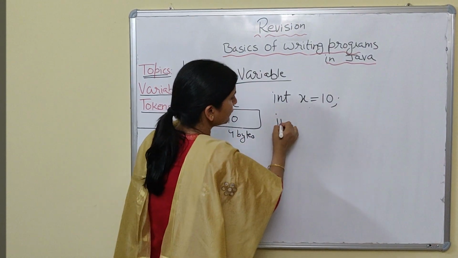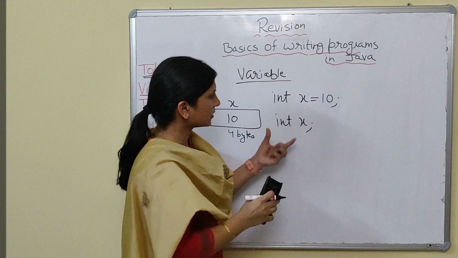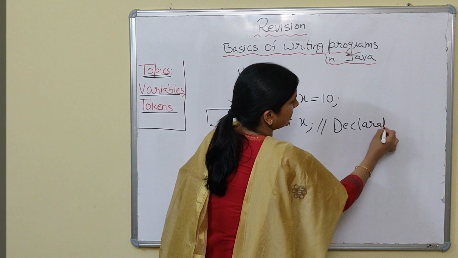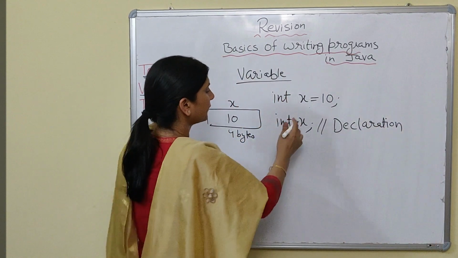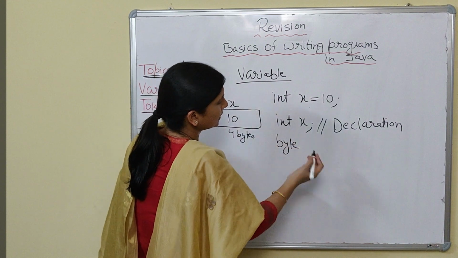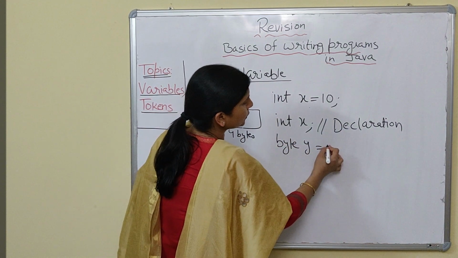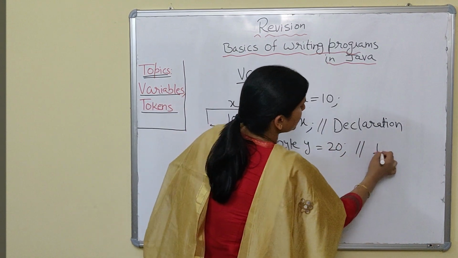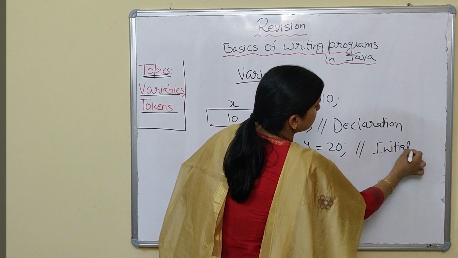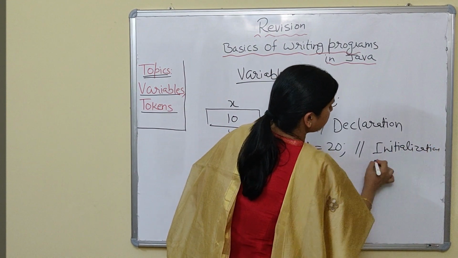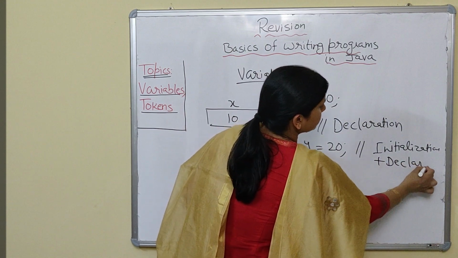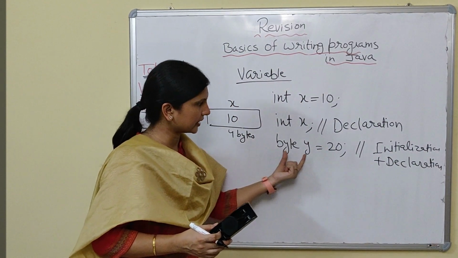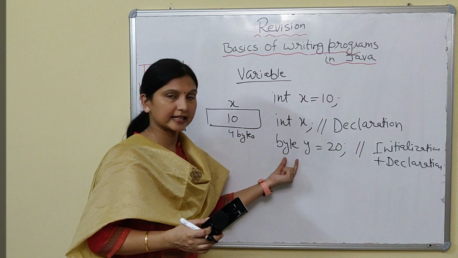Now what is declaration? If you write only int x, this is called declaration of variable. And if I write byte y equals to 20, what is this? This is initialization plus declaration, both in one step. Initialization because we are assigning 20 into y, and declaration also because we are declaring y as a byte data type.